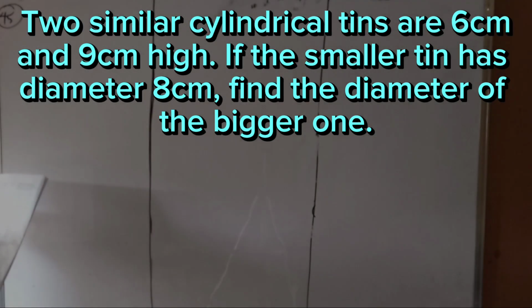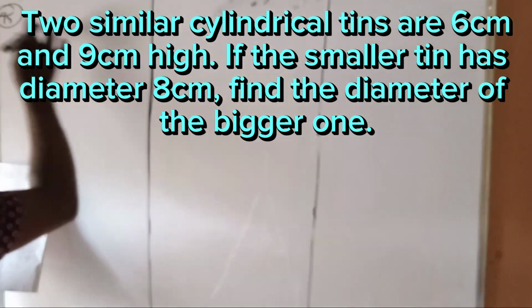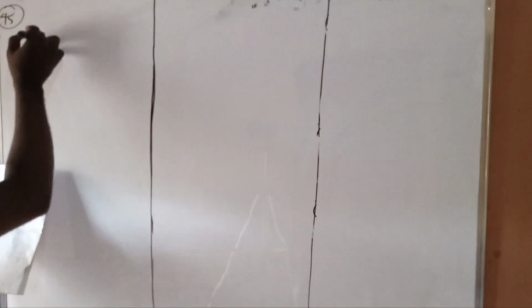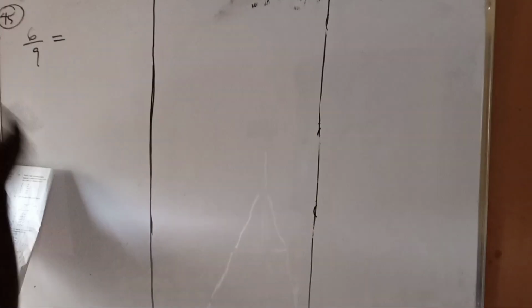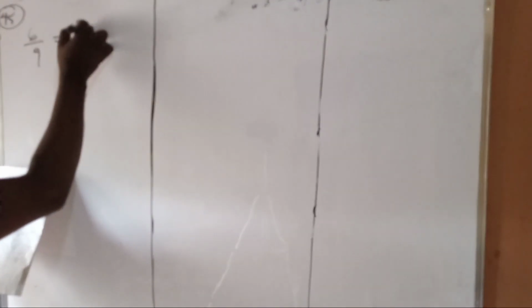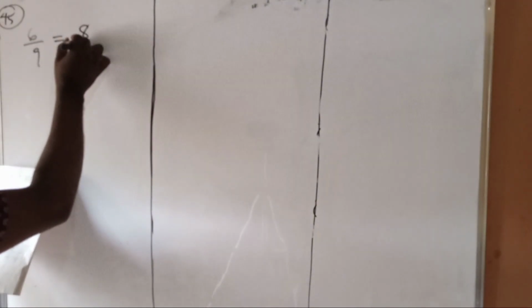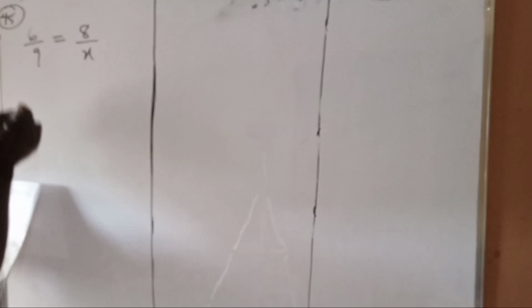Question 45. Two similar cylindrical things are 6 centimeters and 9 centimeters high. So that is the ratio of corresponding sizes, height. So that will be 6 to 9. Then if the smaller one has diameter 8, find the diameter of the bigger one. So we are looking for the diameter of the bigger one, so that's find the value of x here.